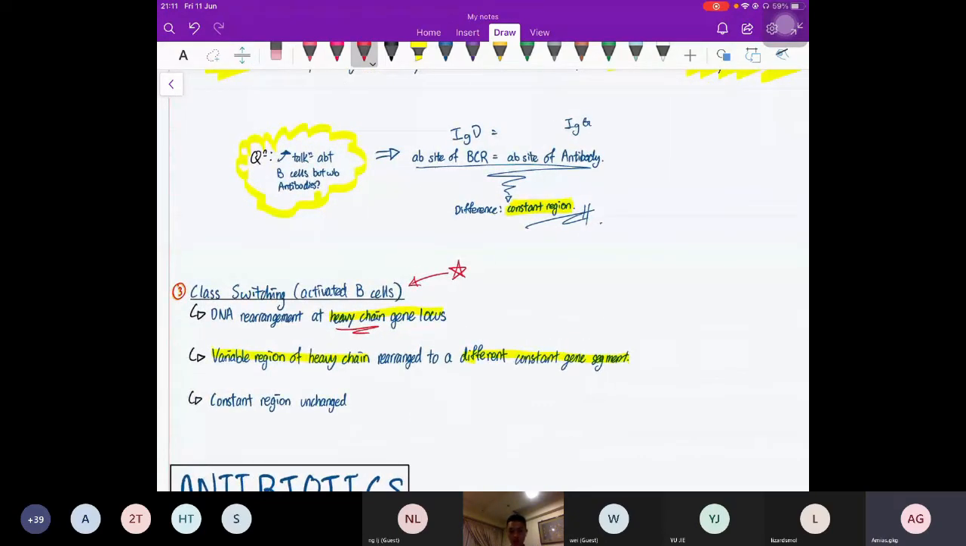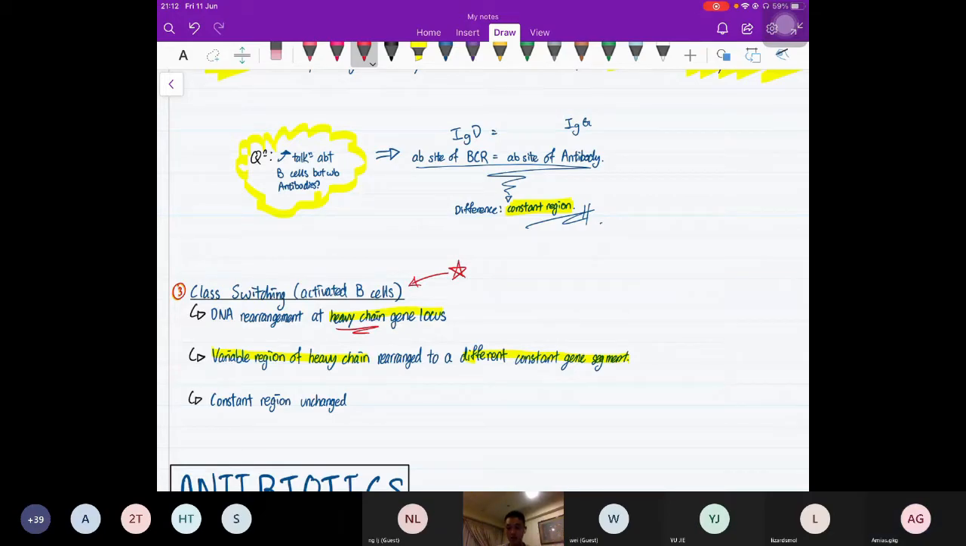Now, class switching. Class switching is the easiest of the three. We're just talking about the heavy chain. What happens at the heavy chain? The variable region that was already generated during somatic hypermutation is now connected to a different constant gene segment, so that you get a different class of antibody, so that it can serve a different purpose. So your IgD will now be your IgG. It could now be your IgM. It could be other classes of immunoglobulins, so that the next process can begin.